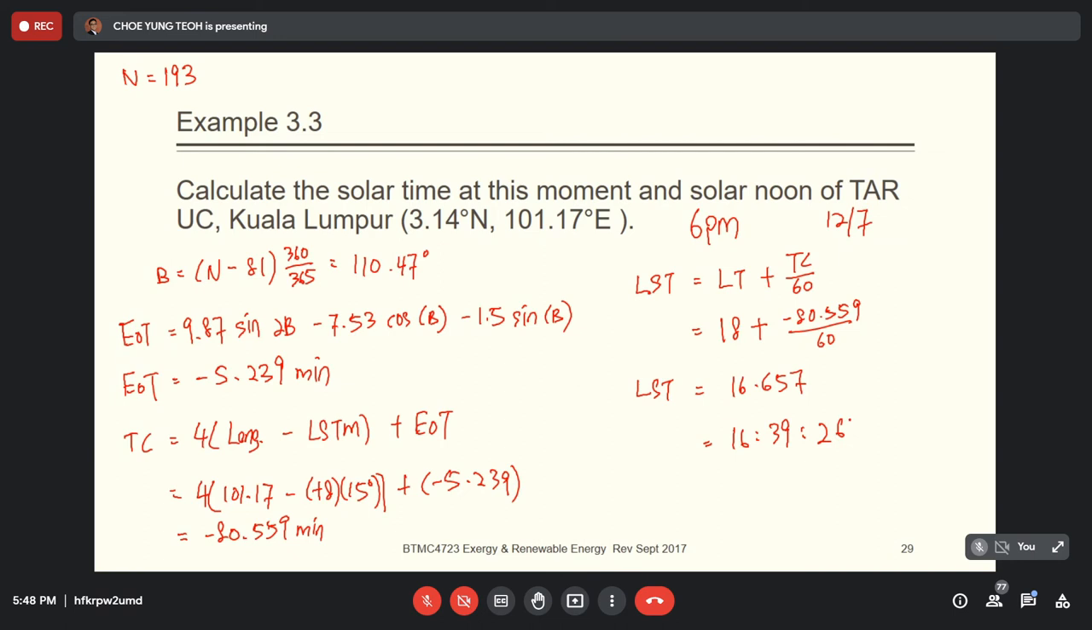The amount that we adjust is different. The difference between solar time and the local time is different from day to day. Sometimes it will be closer, sometimes further, depending on the equation of time. In Peninsula Malaysia, Kuala Lumpur, the difference can be from 60 minutes to 90 minutes. Sometimes 1 hour, sometimes 1 hour 30 minutes, the difference between the local time and local solar time. If you want to put in AM, PM also, okay?